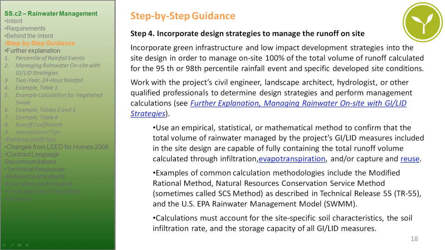Examples of common calculation methodologies include the modified rational method, Natural Resources Conservation Service method, sometimes called SCS method, as described in Technical Release 55 or TR-55, and the US EPA Storm Water Management Model or SWMM. Calculations must account for the site-specific soil characteristics, the soil infiltration rate, and the storage capacity of all GI or LID measures.